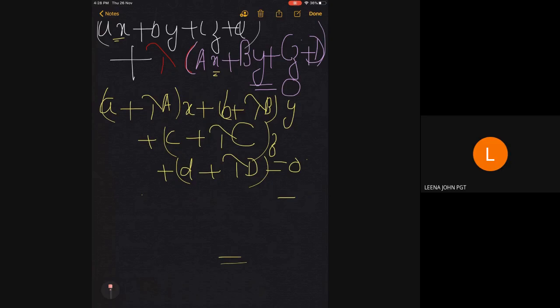Now in this family of planes, the coefficients of x, y, z, as usual, are the direction ratios of the normal to the plane. Okay, so now let us take an example.